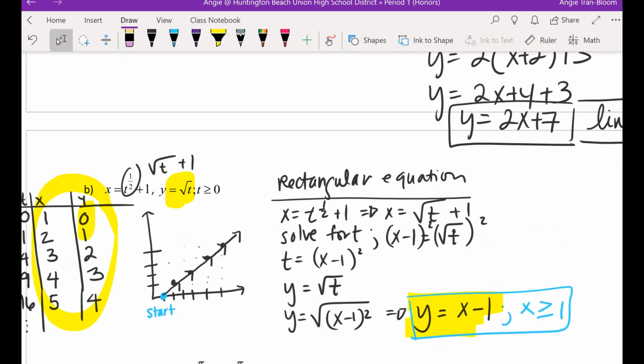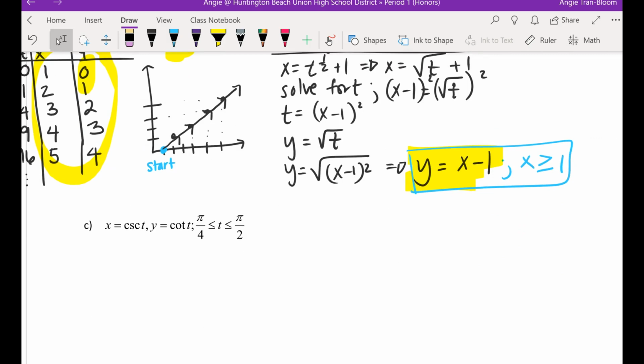All right, next one. And also, this is another line. Okay, so this one is now back to trig. I hope you guys remember trig.